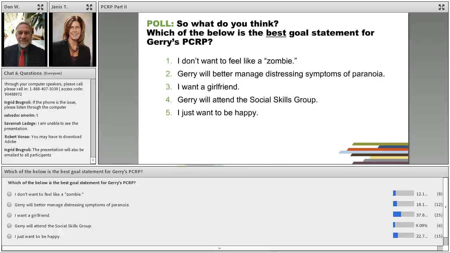Keep that in mind. Number 2, we would say, is a bit too focused on that narrow management of the clinical symptoms. And again, with the goal statement, we want to be thinking about that broader life in the community and what's important to him. Whereas number 4, Jerry attending the social skills group. The social skills group is a service. If he attends the social skills group, what is he going to get out of it, and how do you hope his life's going to be better?